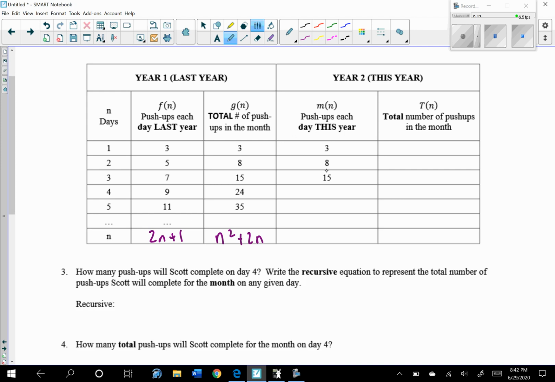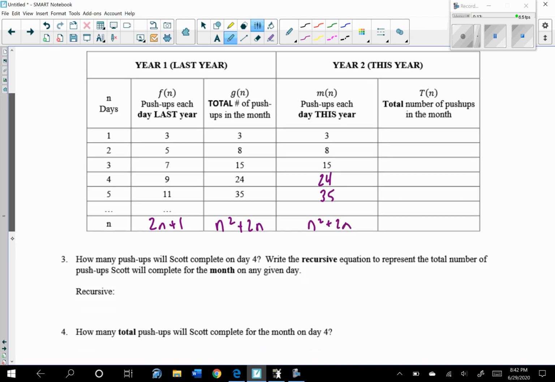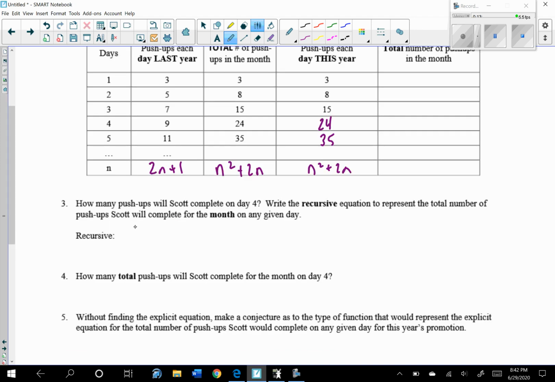We have 3, 8, 15. This would be 24, 35. So again, n squared plus 2n. We already just did that recursive, so I can just go ahead and write that from before. So t of n equals the previous term plus, well, what are we doing with the previous term? We are adding now this quadratic rate of change.